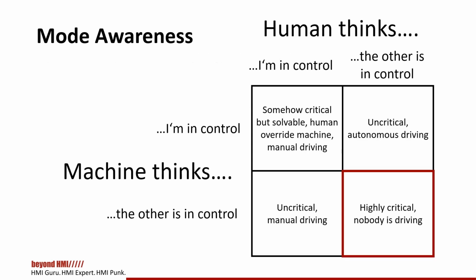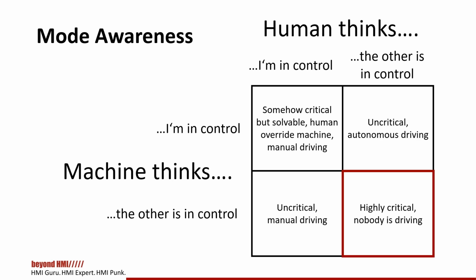And this one shows a matrix which opens up all the possibilities we have. On the top we have the human things, I'm in control, or the other is in control. And on the left we have the machine things, I'm in control, or the other one is in control. And if we run through the fields of this matrix, in the upper right one, machine things I'm in control, and the human things the other is in control. That is uncritical, that is autonomous driving. That is independent of the level we have, but this is uncritical. We have clear task sharing at the moment. The machine is driving, the rolling robot is doing its job.